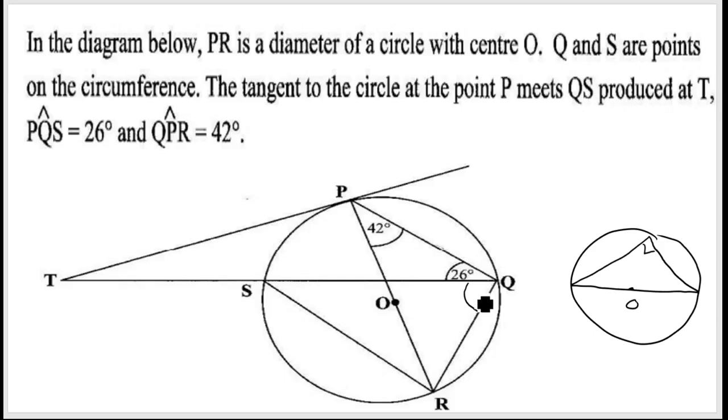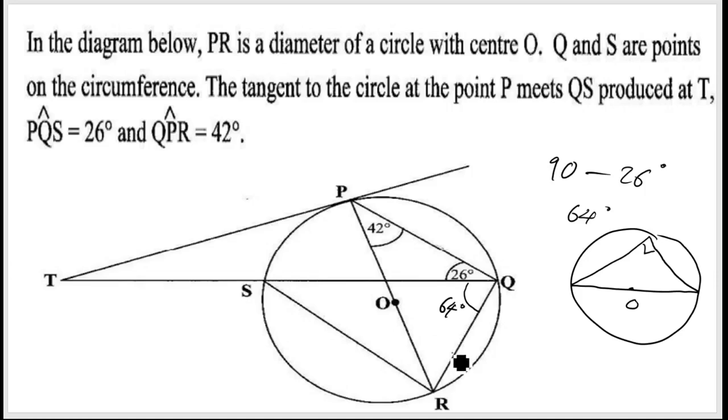Now for us to find this angle, we are simply going to subtract: 90 minus 26 degrees, and that is going to give us 64 degrees. So this angle here is 64 degrees. We found this angle. What other angle can we find?